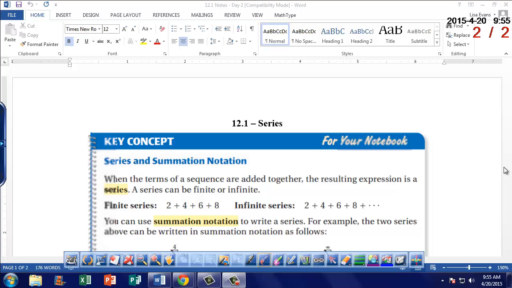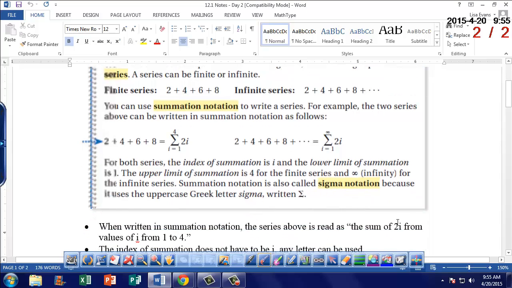So an example of a finite series would be again 2, 4, 6, 8, stopping at 8. And the infinite series would be 2, 4, 6, 8 and keeps on going. You can use what's called summation notation to write a series. For example, the two series above can be written in summation notation as follows.